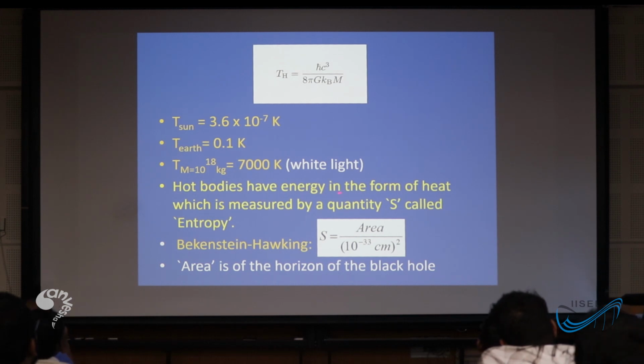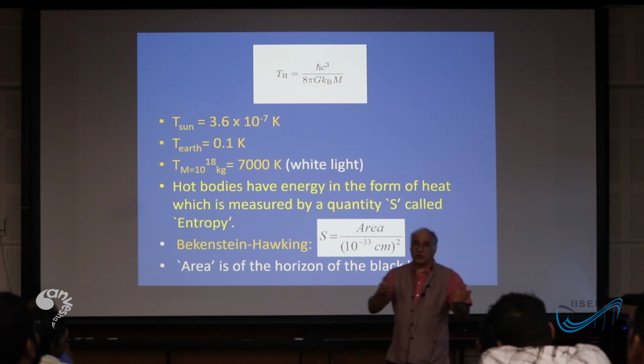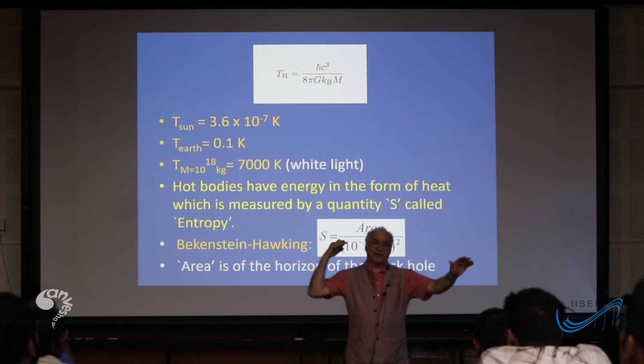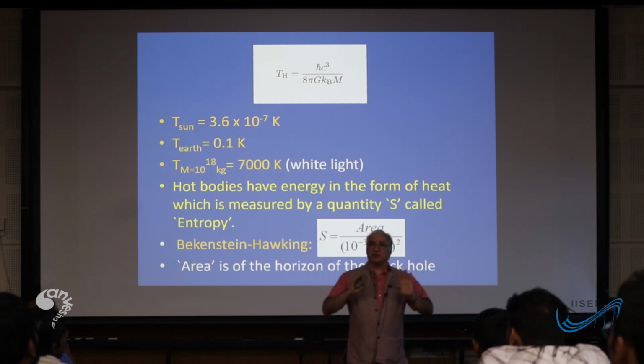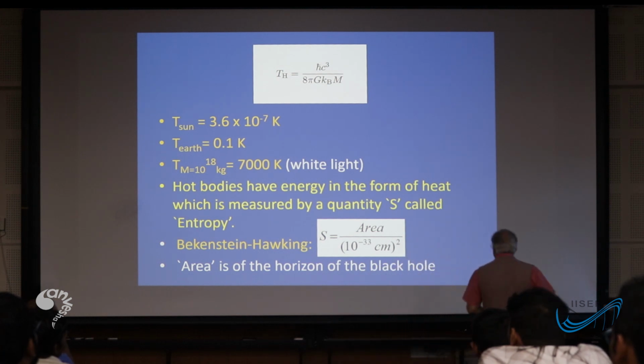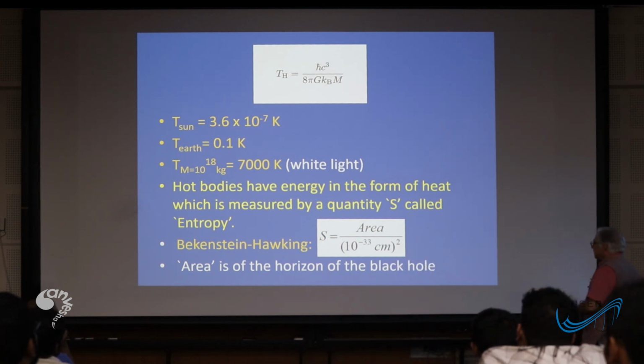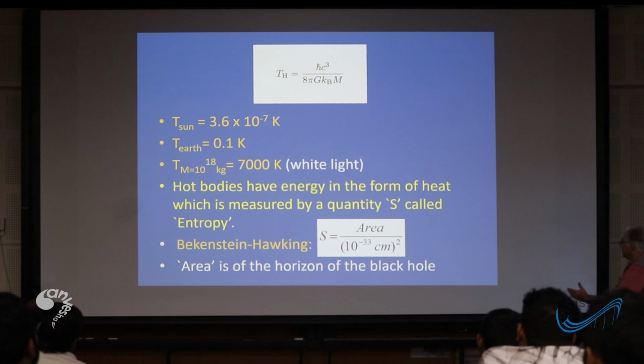Now, hot bodies have energy in the form of heat, which is measured by a quantity called entropy, right? And Bekenstein and Hawking have this famous formula that the entropy of a black hole is proportional to the area of the horizon. See, I told you the horizon is a surface. You go in, you cannot come out. So that surface is there. It's characterized by the surface of no return. So you take the area of that surface and the entropy is proportional to the area. This is also a very famous law. It's called the Bekenstein-Hawking relation. I would love to tell you about all this in great detail, but we just have a Sunday here. So, all right.